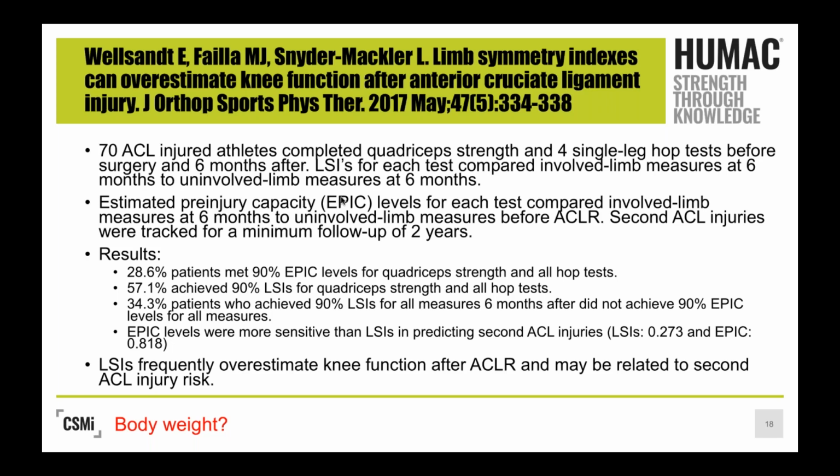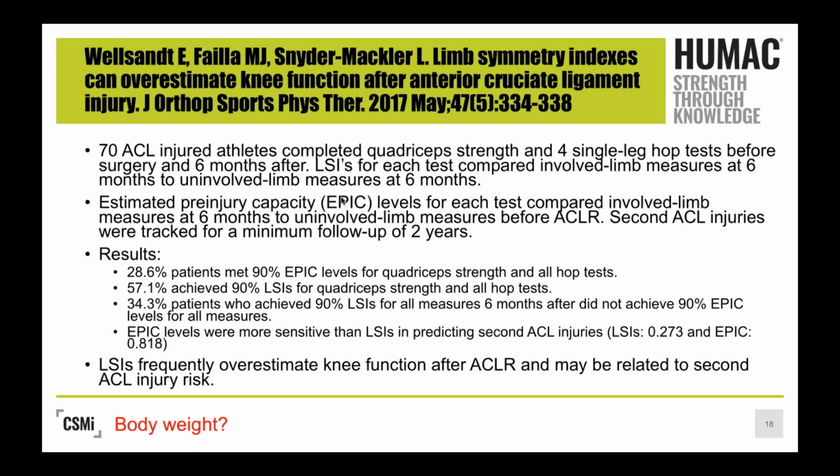Their findings were pretty interesting here. Only 28% or 29% of patients met that 90% EPIC level for quad strength and hop tests. But 57% achieved 90% if you're looking at just that LSI, so that 6-month uninvolved versus involved.